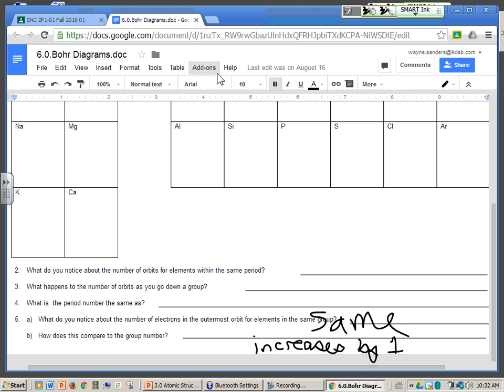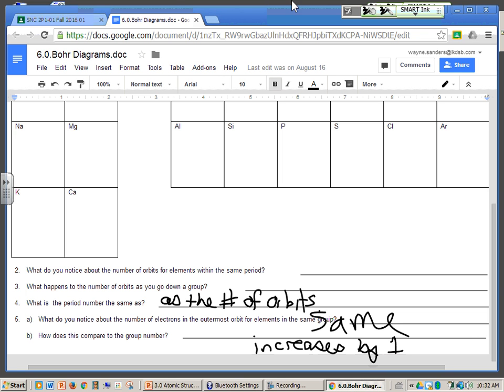Gentlemen, are you filling in the answers with us as we go? Okay, good. So let's pay attention here. What is the period number the same as? The period number is the same as the number of orbits. So you should be able to determine how many orbits they have just by looking at the period number.